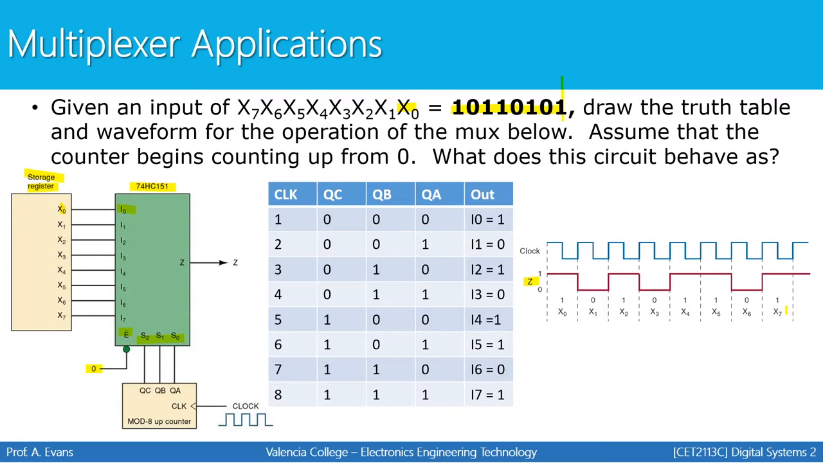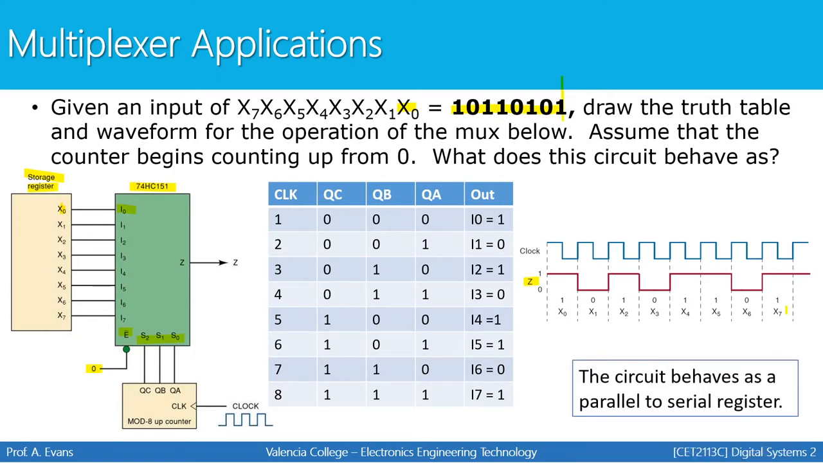The next question is, what does this behave as? Think about our discussion early in the semester about registers. It's a parallel to serial register. Parallel data goes in, only one piece of data comes out at a time. This behaves like a parallel to serial register.